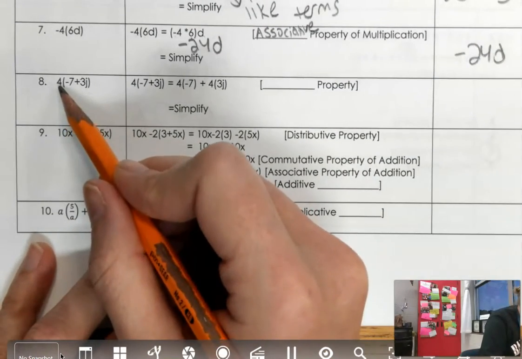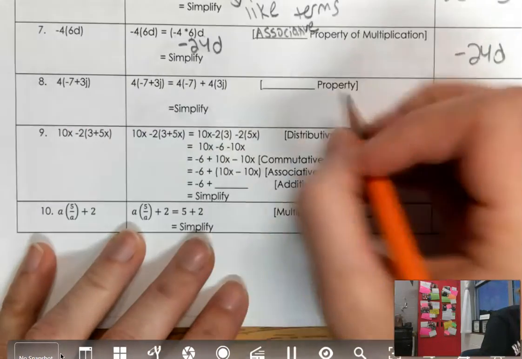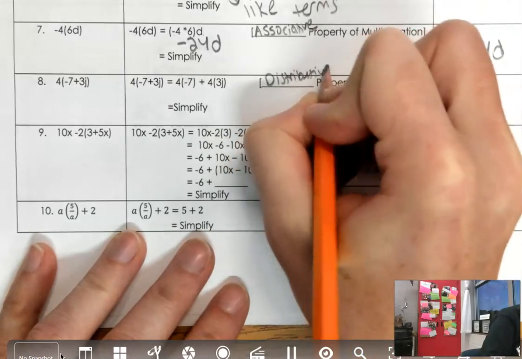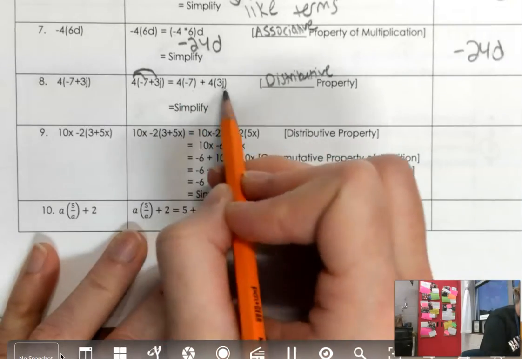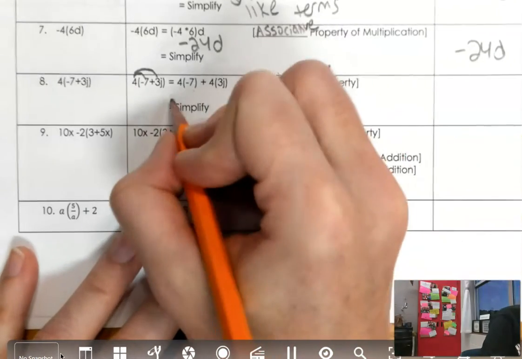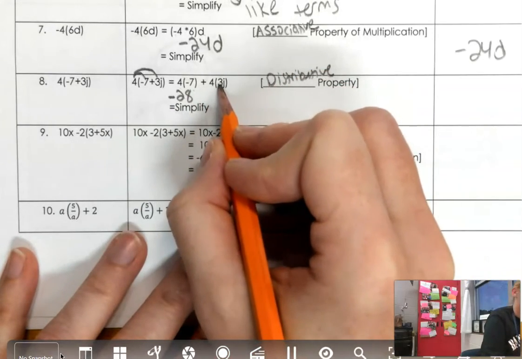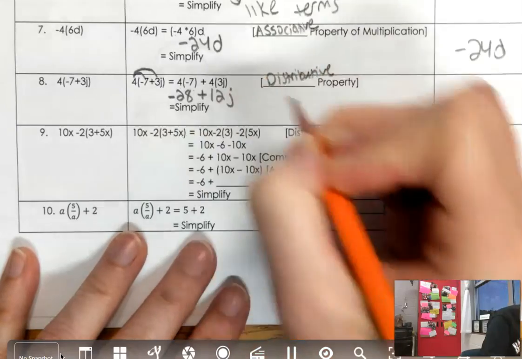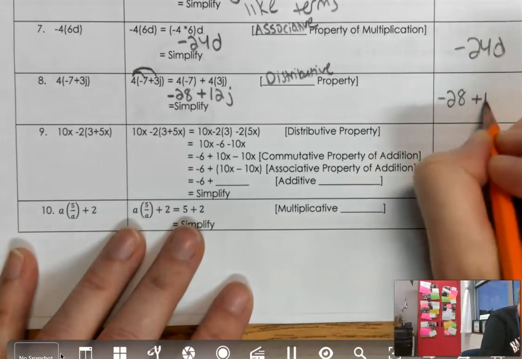All right, we have one term on the outside of parentheses with two terms in it, so you should be thinking distributive property. We're going to distribute the 4 to each of these, and we'll do 4 times -7, and 4 times 3j. So 4 times -7 gives me -28, and 4 times 3j is going to give me plus 12j. So I have -28 plus 12j.